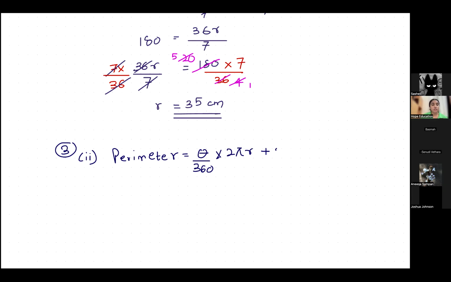Now, according to that question, we have to find the angle at the center. That can be theta. Perimeter is 53 centimeters. Theta, which is what we have to find, divided by 360 multiplied by 2, pi is 22 over 7, multiplied by r. Radius is 21 centimeters, right?